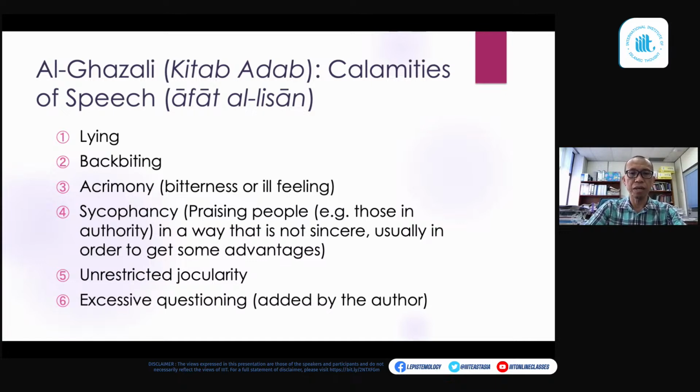The fifth one, and of course the sixth one added by Hashim Kamali, is excessive questioning. That's the reason I said in the beginning that knowing the objective of the interaction is very, very important. Similarly, if you refer to the 40 hadiths, the first hadith cited in the book is intention. Intention is very, very important. So why do you communicate with that person? Because if the intention is good, inshallah, the outcome will be good. If the intention is not good, then there is a high possibility that the result will not be good as well. So we don't communicate aimlessly. You have to know why you communicate.